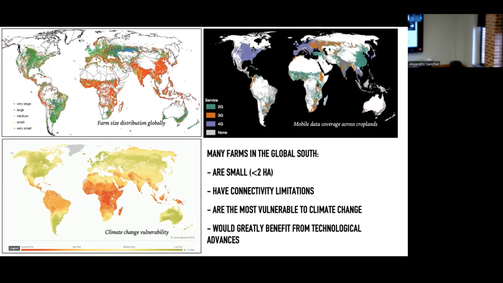And here, we have climate change vulnerability. Again, we can see that over here they're not so vulnerable, but over this side they are pretty vulnerable. Of course, the deepest red is the most vulnerable. So what does this tell us? Many farms in the global south are small, less than 2 hectares. They do have connectivity limitations, and they are the most vulnerable to climate change. And they would greatly benefit from technological advances.